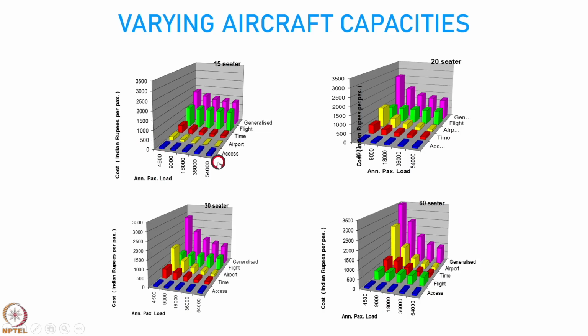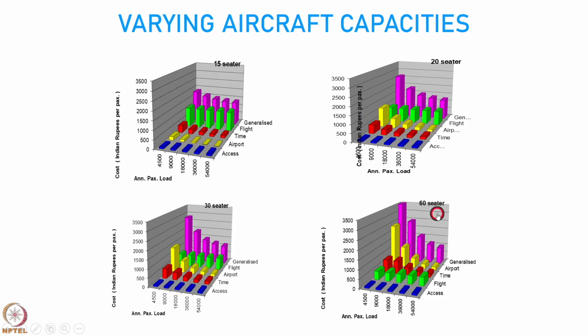Excess cost is a constant which is given here just for reference. You can notice the blue bar is same in all the 4, it represents 100 rupees. So, what we conclude is, we conclude that the generalized cost of travel reduces as the number of passengers using the service increases. They are very high for very small passenger demand, and they reduce. They are the lowest for large passenger demand, but this is for the aircraft with 15 seats.